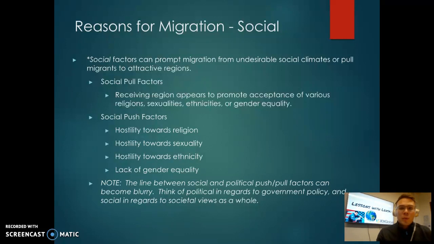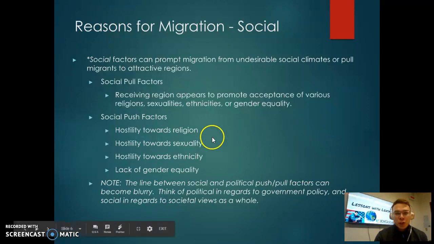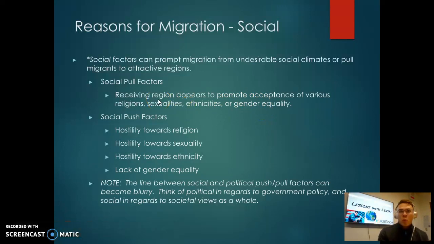So, reasons for migration on the social end. Okay, there's going to be a pull and a push factor on this. The pull factor is the acceptance of religion, sexuality, ethnicity, or gender equality. So that's the reason why people will want to go to America, Canada, Europe from places like Syria.